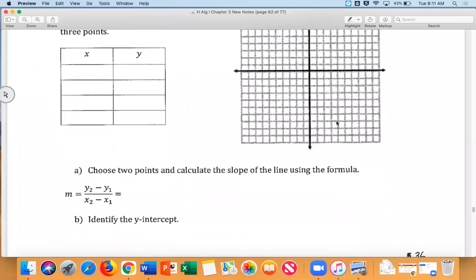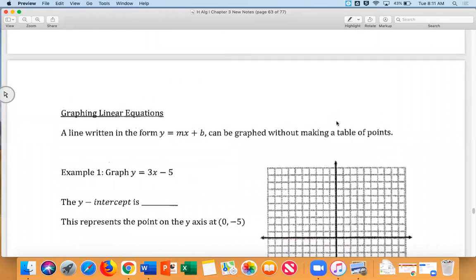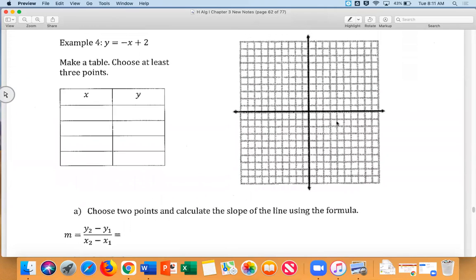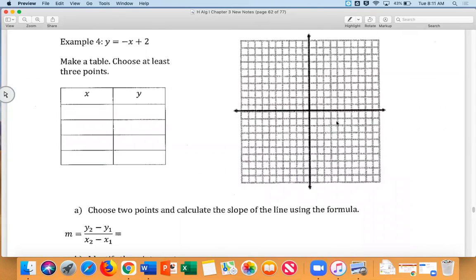All right, so let's see. Okay, so let's finish up with number 4, example 4. Why don't you guys get that done? I'll do it at the same time as you.